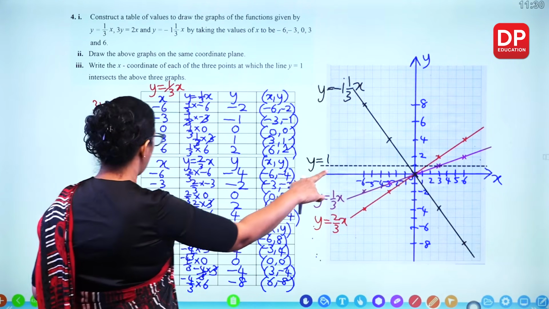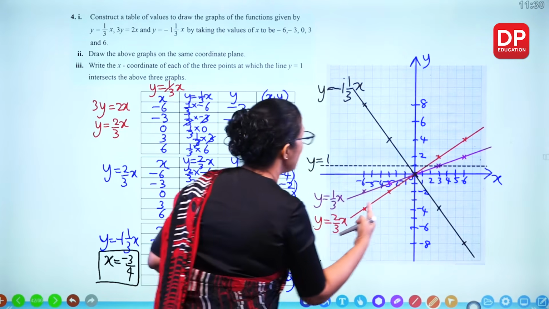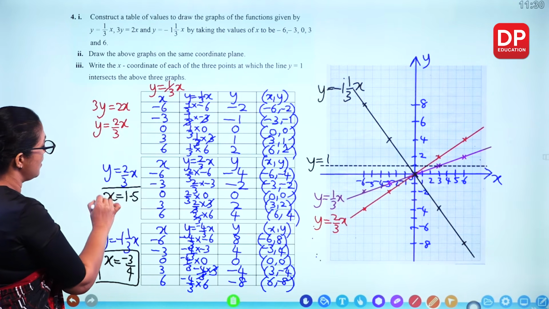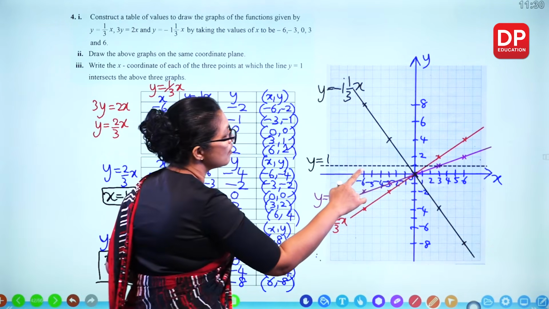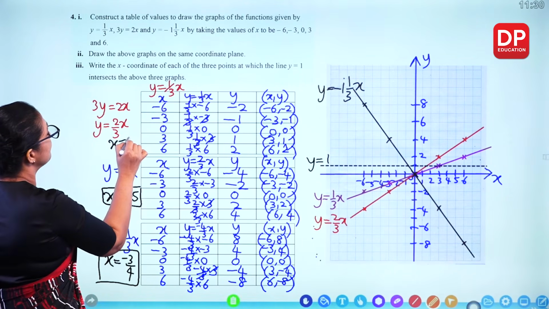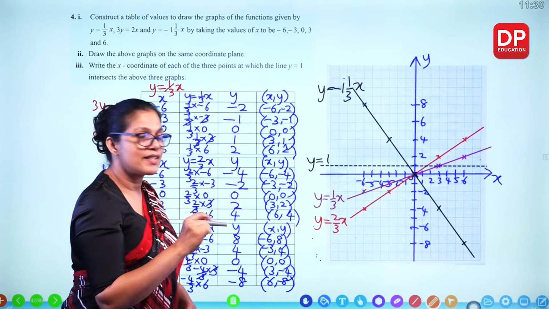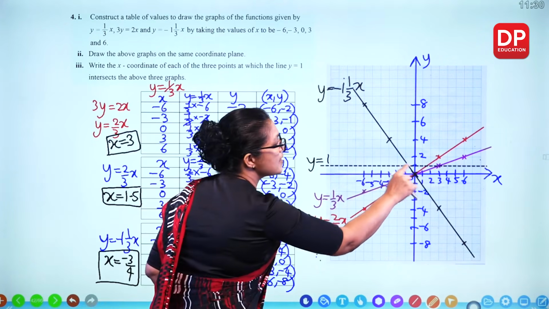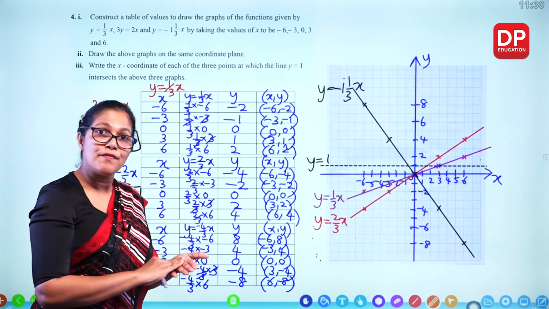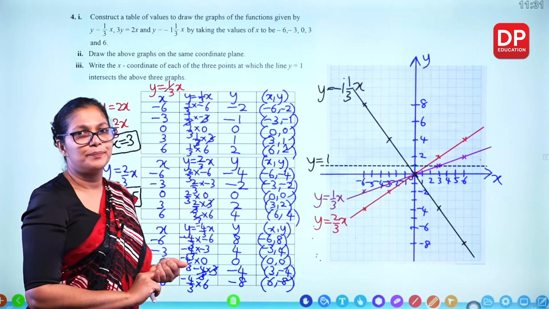And when it comes to the other graph, you get here 1.5, in between 1 and 2. And the other one, the 1/3 x graph, that's x equals 3. But sometimes when you read the graph, you get slight variations. Doesn't matter, you get marks when the difference is 0.1, 0.2, it's okay.